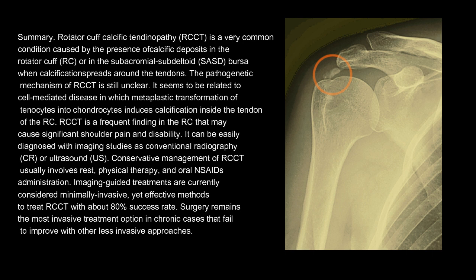It seems to be related to cell-mediated disease in which metaplastic transformation of tenocytes into chondrocytes induces calcification inside the tendon of the RC. RCCT is a frequent finding in the RC that may cause significant shoulder pain and disability. It can be easily diagnosed with imaging studies such as conventional radiography, CR, or ultrasound, US.